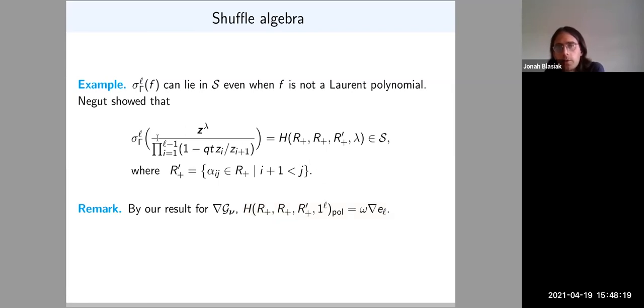But one of the points here is that this gamma symmetrizing is not a Laurent polynomial, yet this still happens to lie in the shuffle algebra, though not in an obvious way. This is hard to show, and it's not easy to see which Laurent polynomial this is equivalent to modulo the kernel of this symmetrization operator.